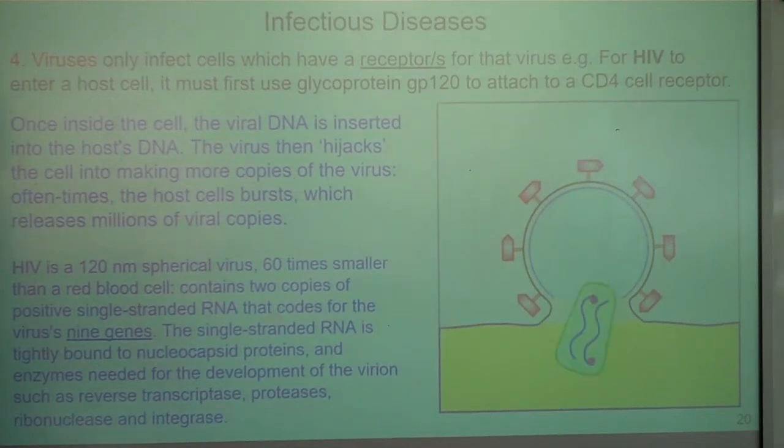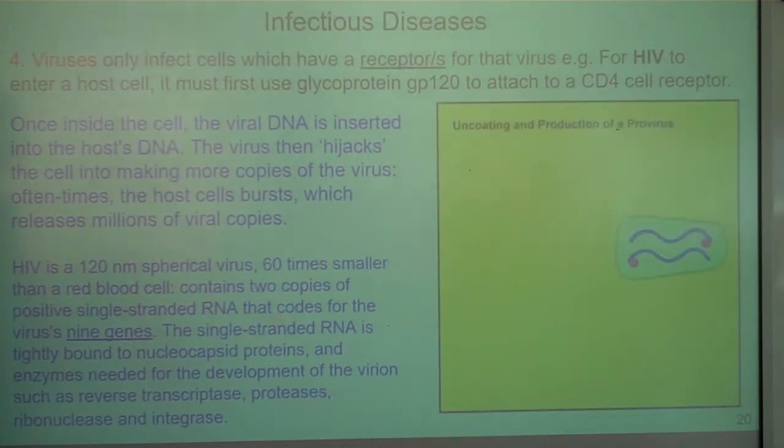1% of humans lack a CD4 receptor. They're all of Swedish descent. So if HIV was airborne, the entire population of the Earth would have died off, except for about 50 million people of Swedish descent. Yes?